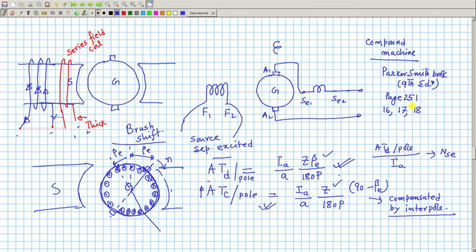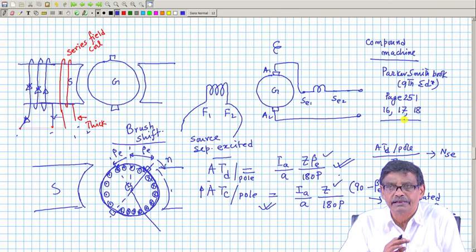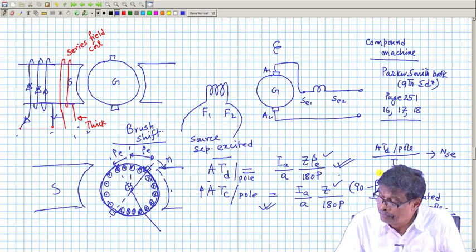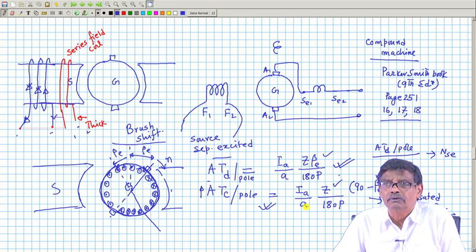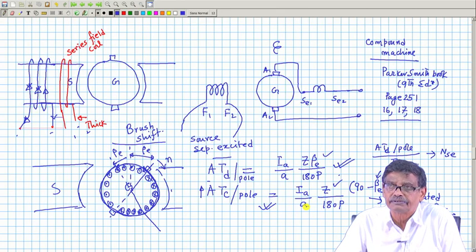So, these 3 problems you try to solve, and I hope you will be able to solve them, with fairly few calculations. But always remember, this beta E is in electrical degrees. If it is in mechanical degrees, you have to convert it to electrical using the pair of poles, apply it, and solve the problems straight.